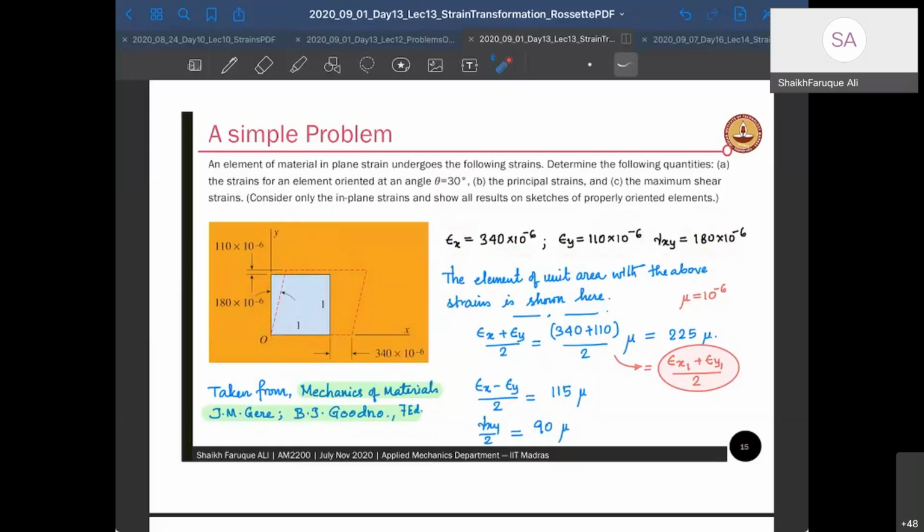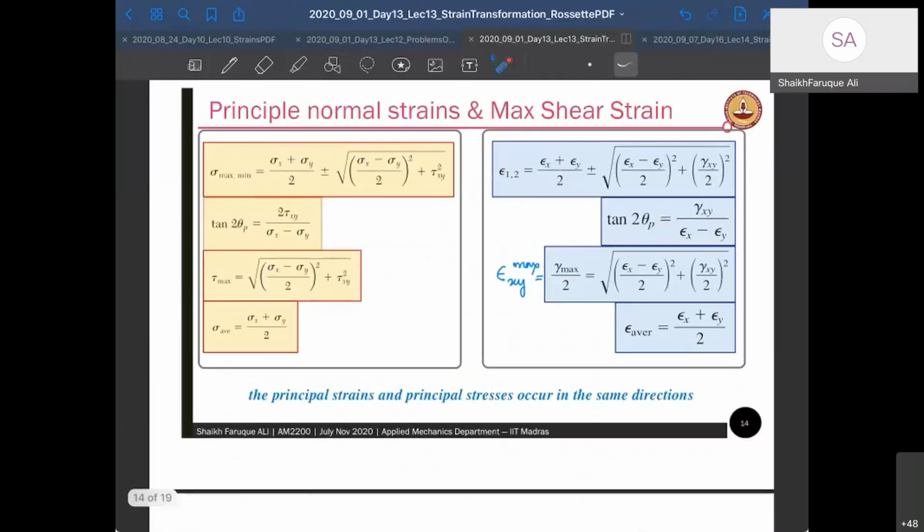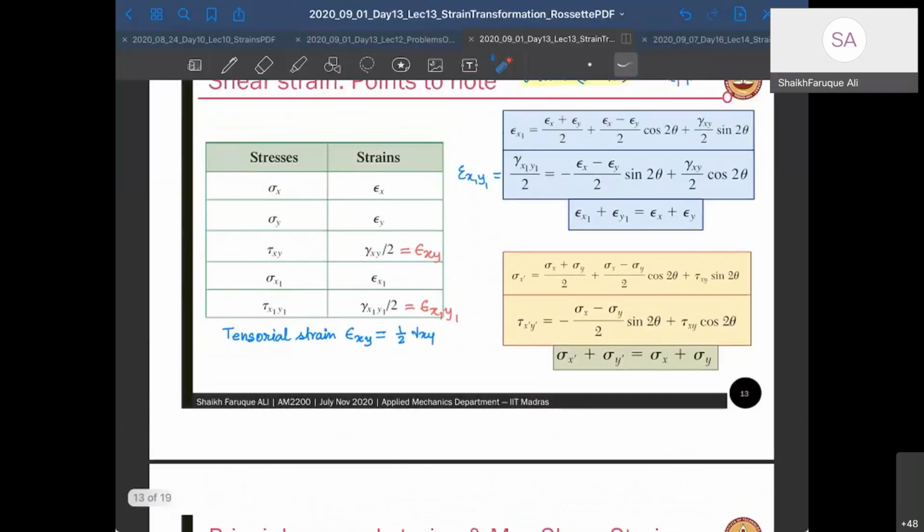Okay, now what is asked? It has asked that the strains for the element be found for an orientation at an angle of 30 degrees. So at angle 30, what would be the strains? Then I have to find the principal strains. Then I have to find the maximum shear strain. And everywhere you have to draw properly oriented element sketches. Fine, very good. So for that, what I need to find is epsilon x plus epsilon y by 2, epsilon x minus epsilon y by 2, cos 2 theta, sin 2 theta, and gamma xy by 2.